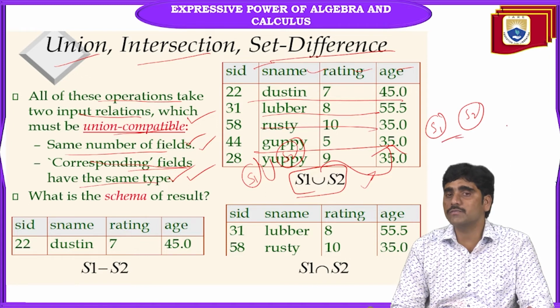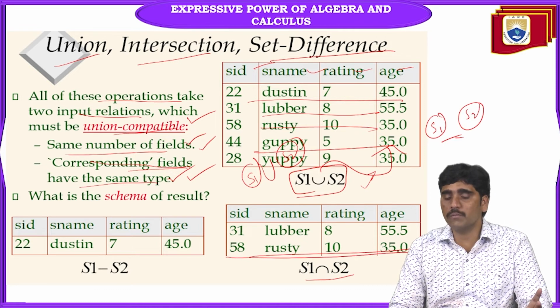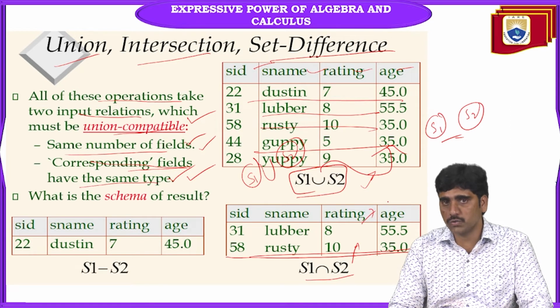Similarly, intersection. Consider the two tables S1 and S2. The common values from those two tables will be displayed. Those common values are nothing but these two. The common values of those two tables must be shown. So those two are the S1 intersection S2 values.